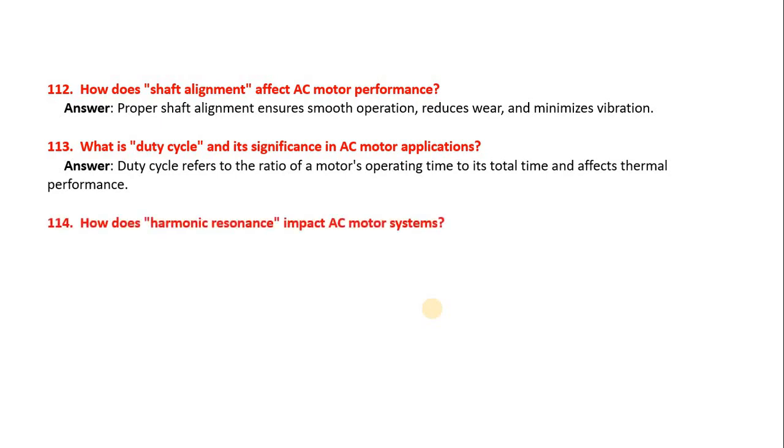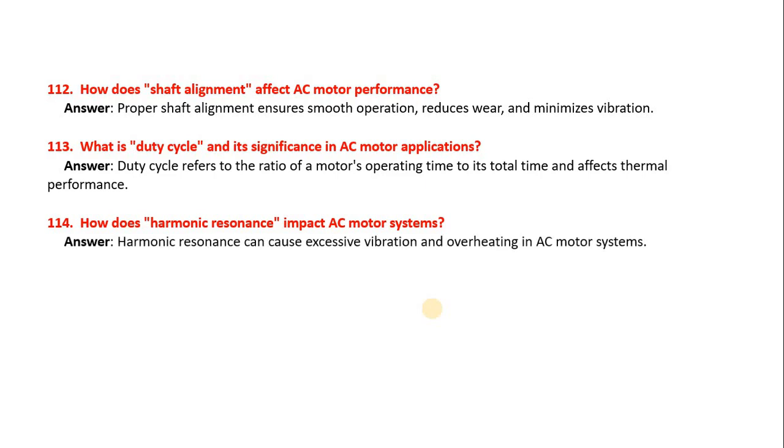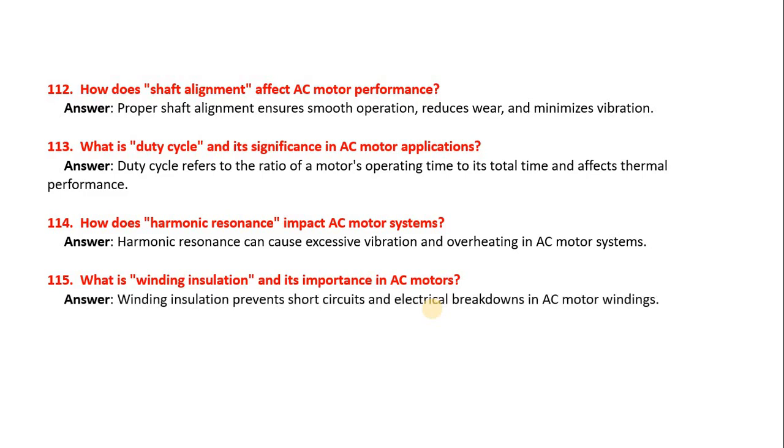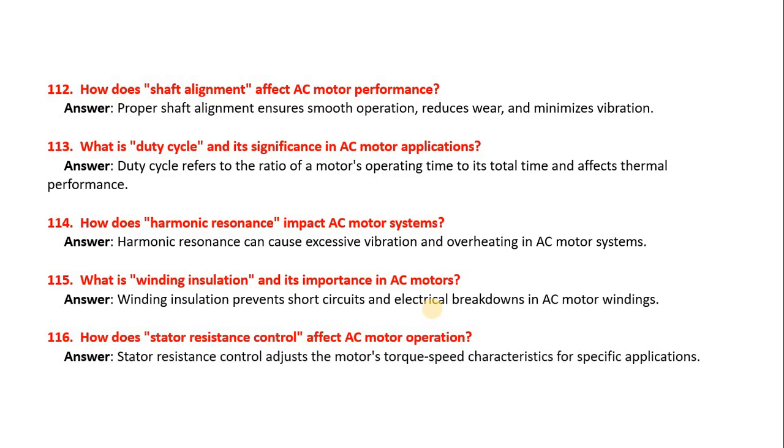How does harmonic resonance impact AC motor system? And overheating in AC motor system. What is the winding insulation and its importance in AC motors? Winding insulation prevents short circuits and electrical breakdowns in AC motor winding. How does stator resistance control affect the motor operation? Stator resistance control adjusts the motor speed and characteristics for specific applications.